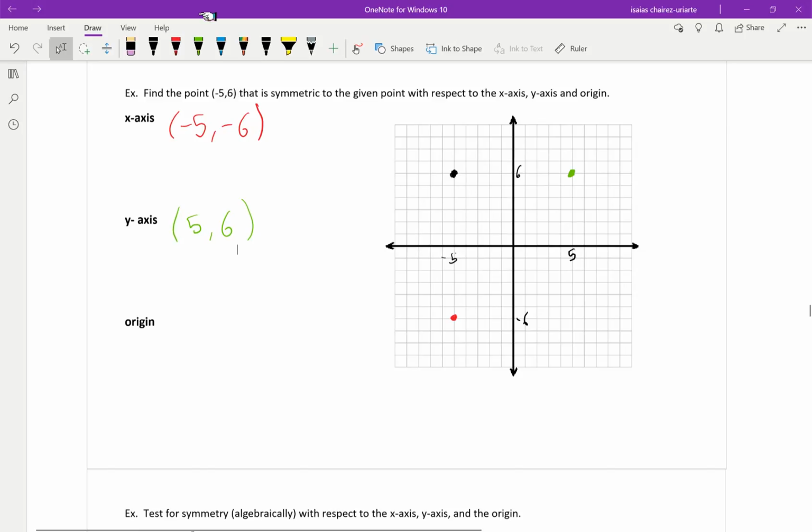In this case, let me try, what other color can I try here? I guess blue. That's my other choice. So here the coordinates are going to become, you have to change the sign of the x and the y. So this becomes negative 5, sorry, not negative 5, positive 5, comma, negative 6. So 5, comma, negative 6, that's right there.